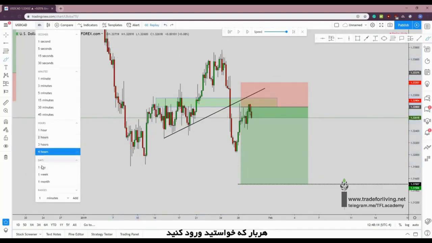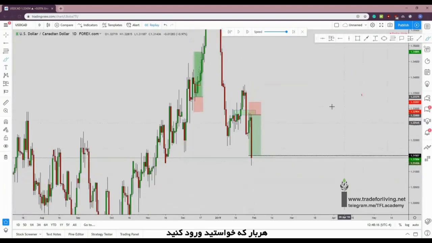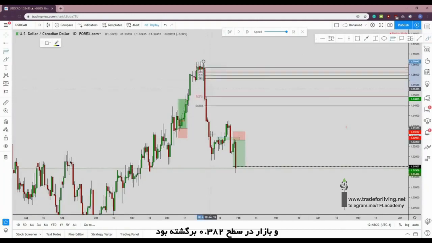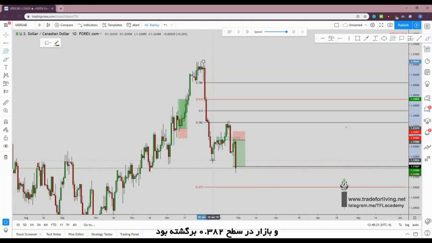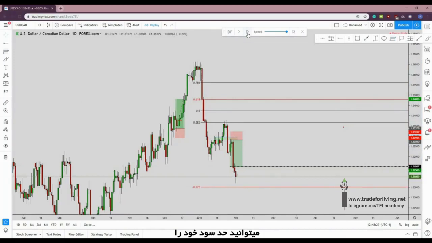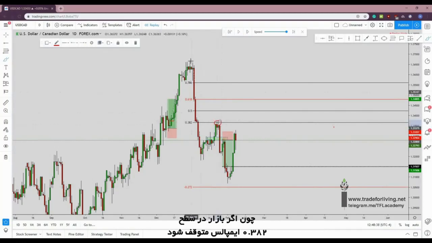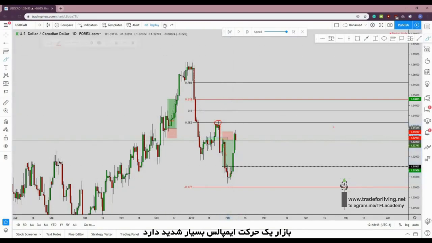So every time you're taking an entry and the Fibonacci level that the market is rejecting is basically the 382 Fibonacci, then you can take your take profit at the first strong number above the -27 of the impulse leg. Why do I say this? Because if the market stops at the 382 of the impulse leg, it means the market is in a very strong impulsive move.